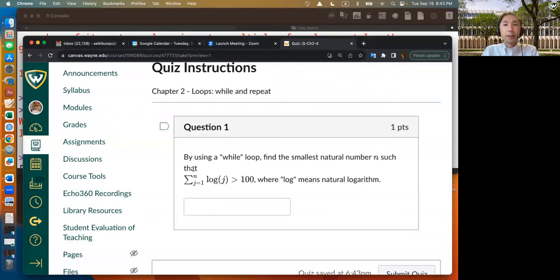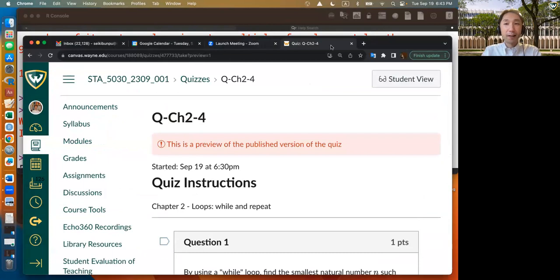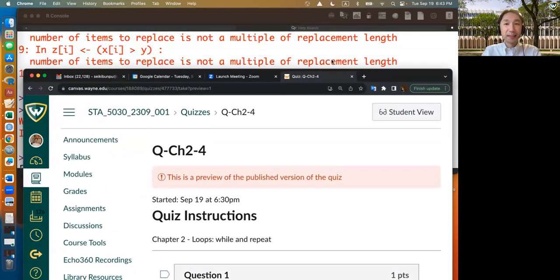Do you have any questions about R coding or other quizzes? Okay, so I just want to explain some know-hows to code, because the solutions don't show this kind of explanation.